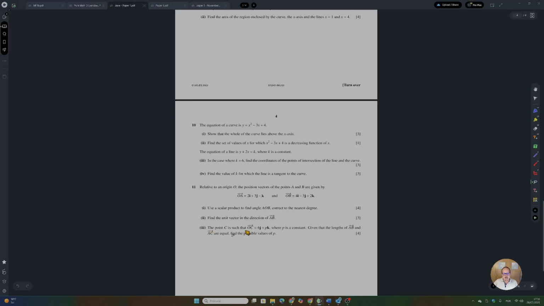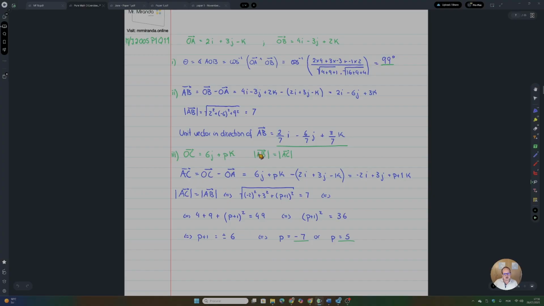It says, the point C is such that OC equals, say, 6j plus pk, where p is a constant. Given that the lengths of AB and AC are equal, find the possible values of p. This is just simultaneous equations. So this is the condition that you need to use. So what is the value of AC? It is OC minus OA. So is this minus OA? Here you have it in terms of k.